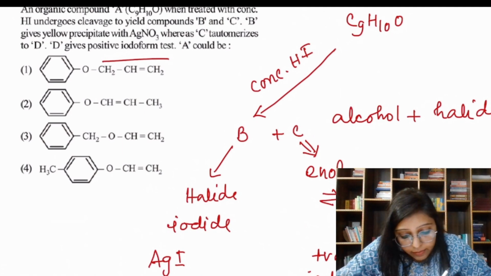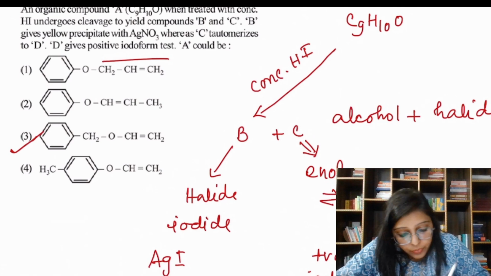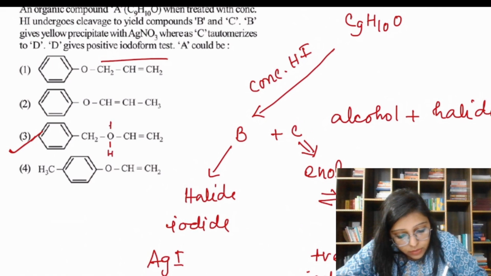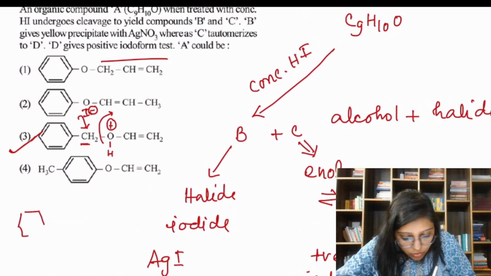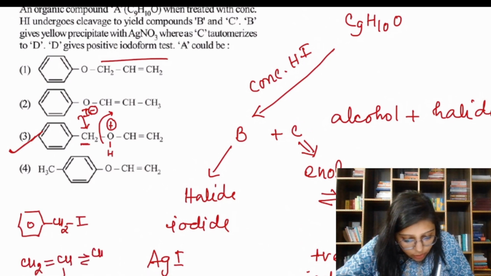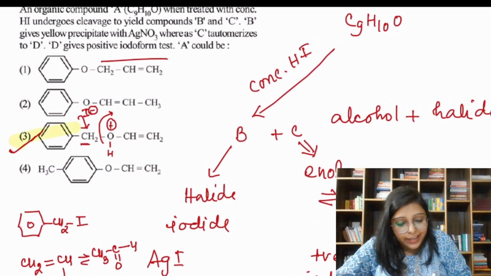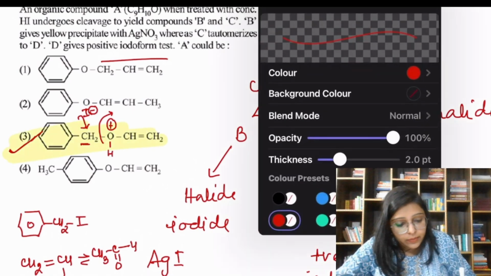So the point is that if we see option 3, so here what happens? We get OH positive, okay? Now I minus can attack over here and this leaves because this is benzylic position. Okay, so we get CH2I plus CH2 double bond CHOH, which is tautomerized to keto form, right? And which is positive iodoform test.